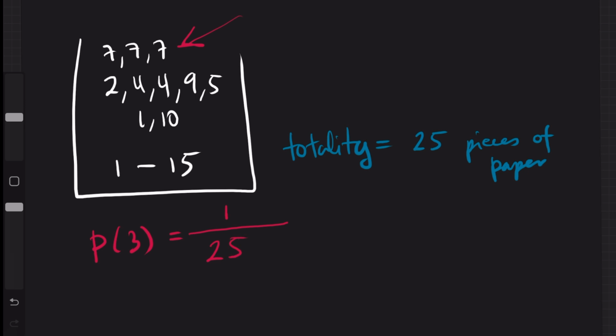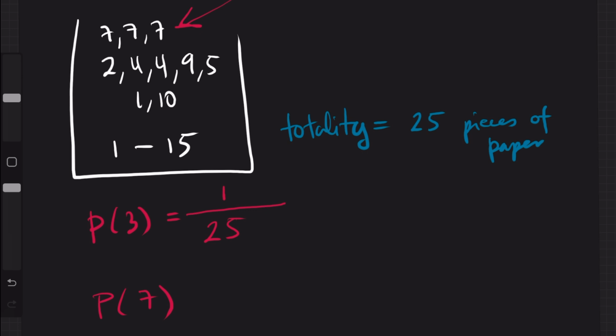And what about the probability of getting a 7? Because in this case, we have now added 3 more 7s to the one that was already here. That means that we have 4 7s right now. And again, the totality is 25.